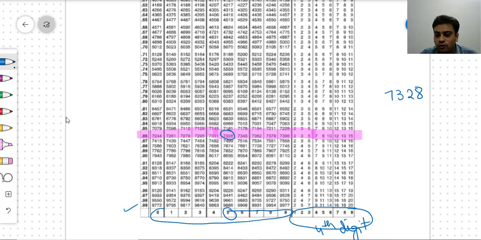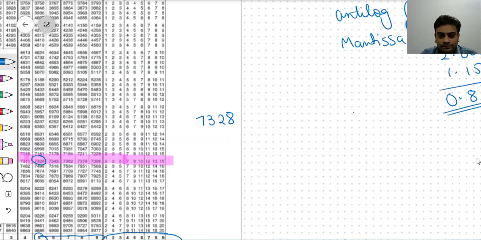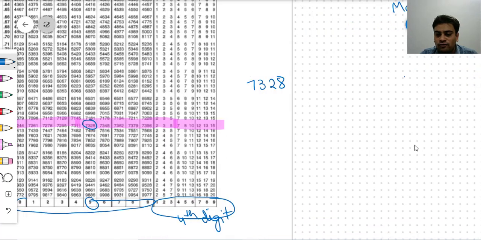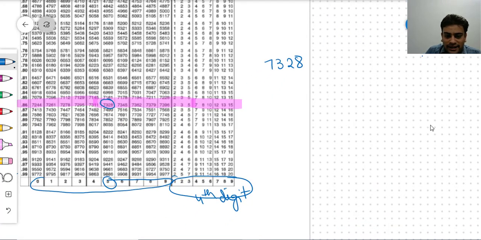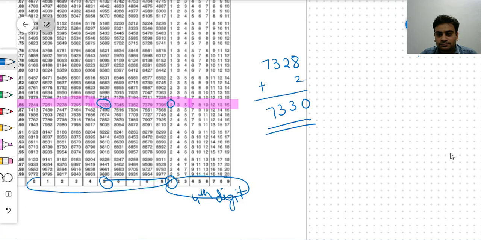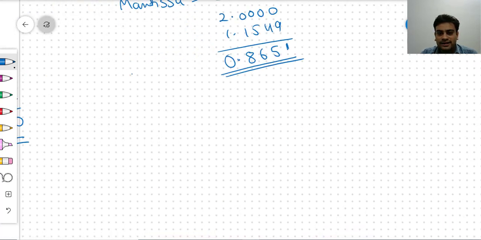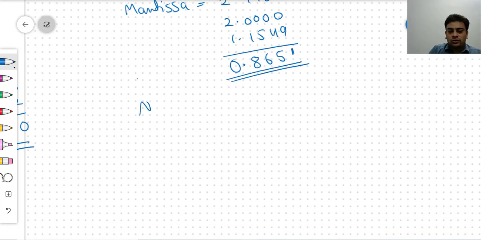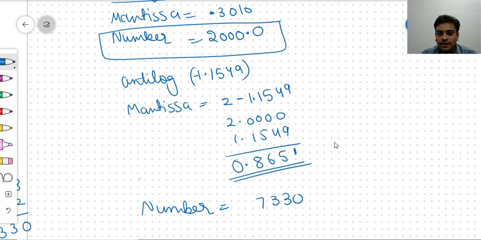Since we have the fourth digit also, 8651, my fourth digit is 1. So you need to look at the mean difference for 1 in the corresponding row. It is equal to 2. So you will add this 2 to the last digit. So it becomes 7330. Clear? So your number is 7330. Okay, let us write it here and then we'll try to locate the decimal place.